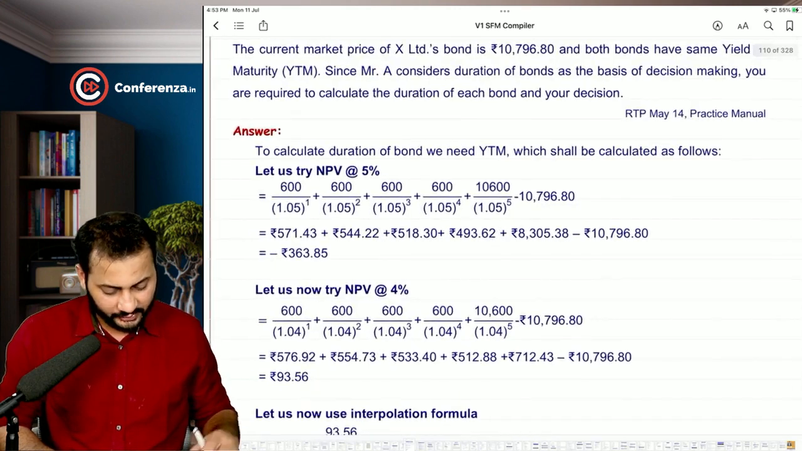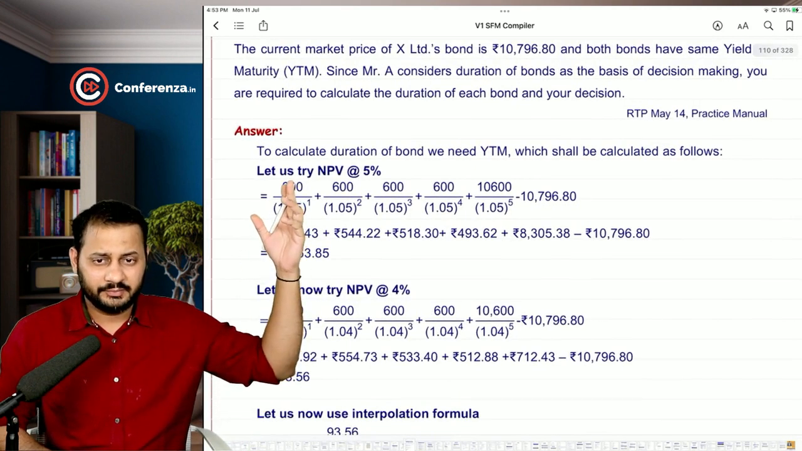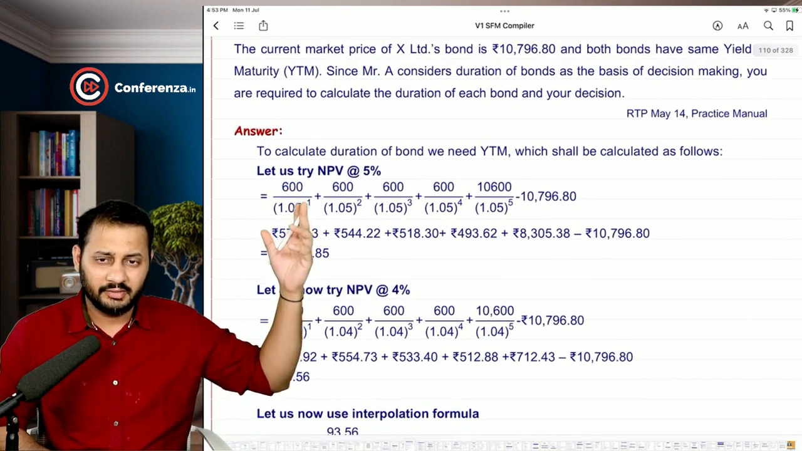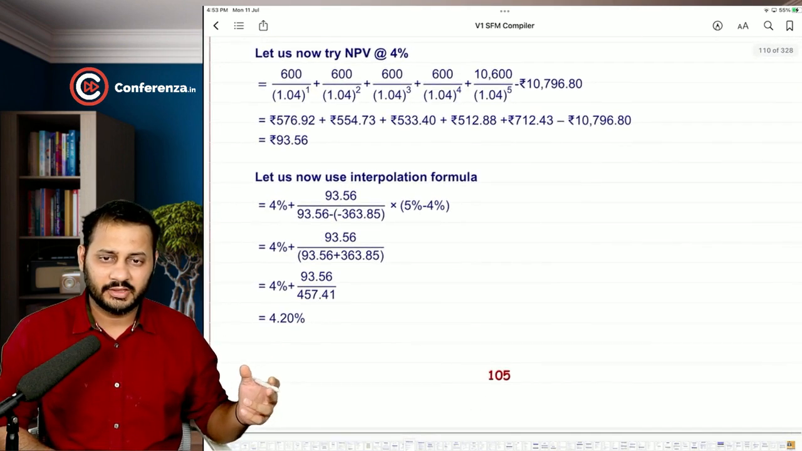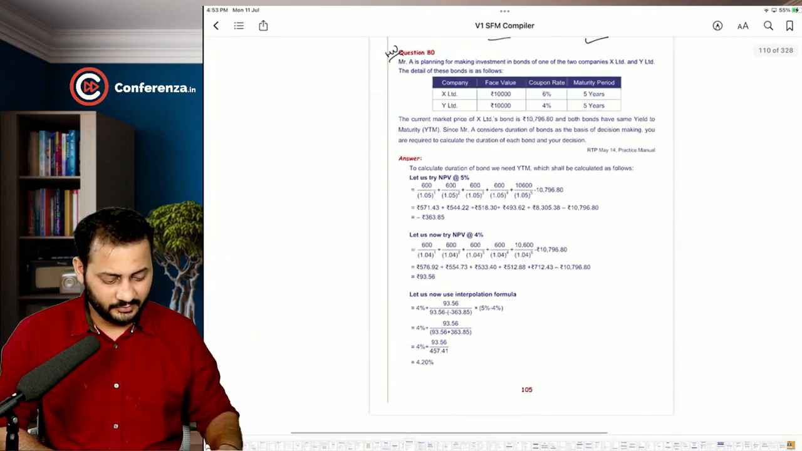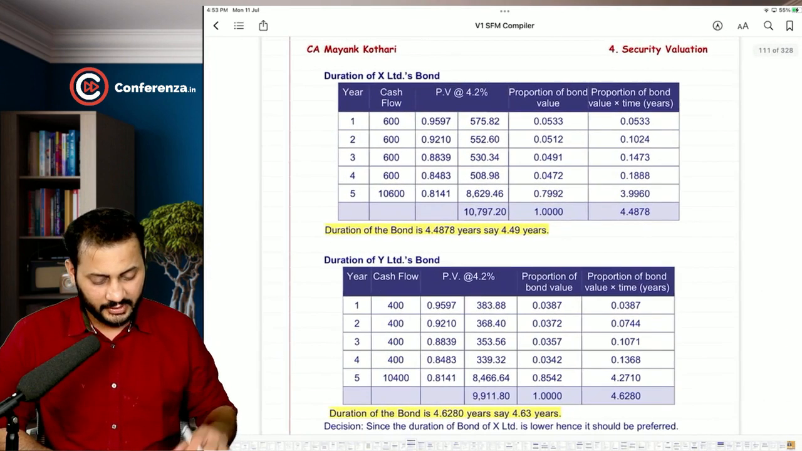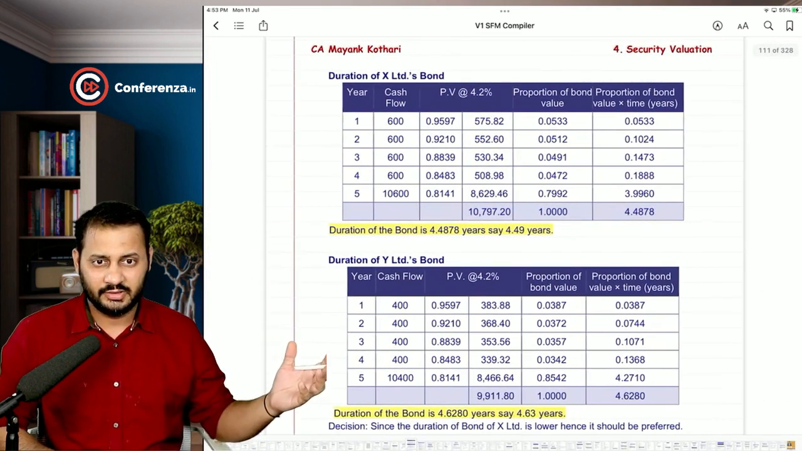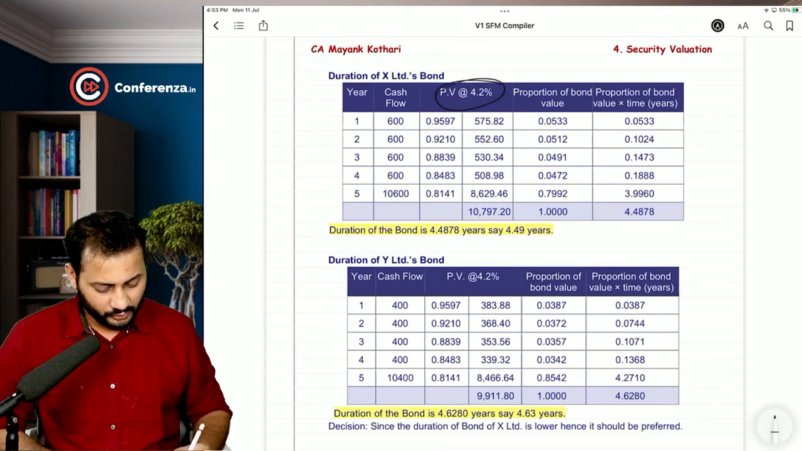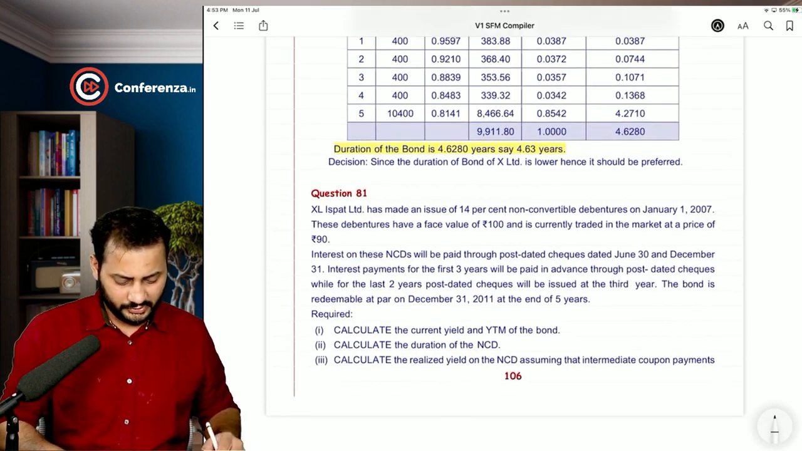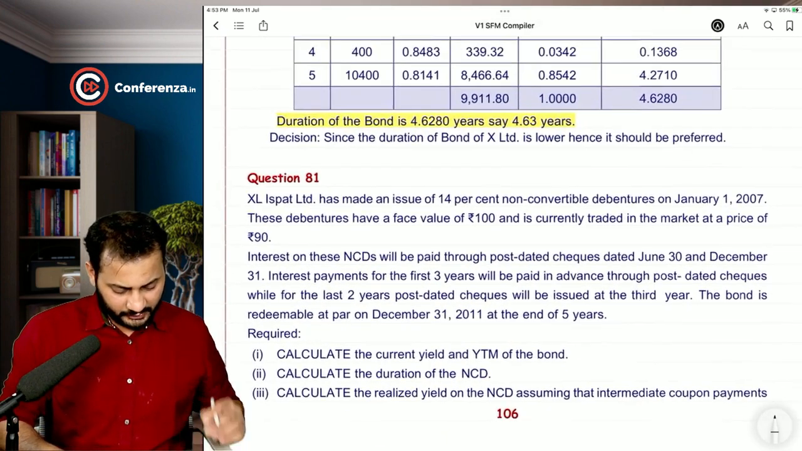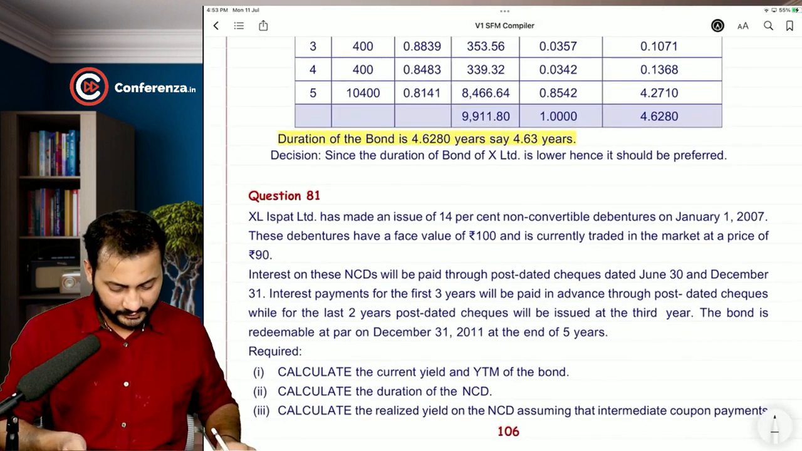Apply some brains. Again, you will have to calculate the YTM with this interpolation technique. Use it and you will get an answer. 4.20% will be the YTM, and then you will be calculating the duration twice by using 4.2% in both. See, nothing's new in this. Question number 81. Have a look at 81.